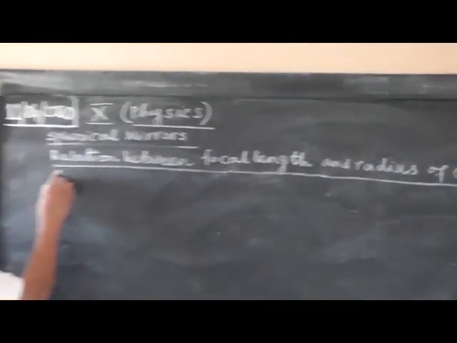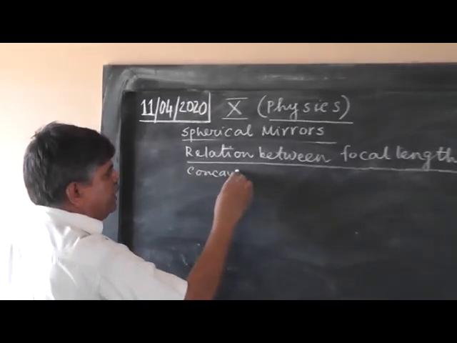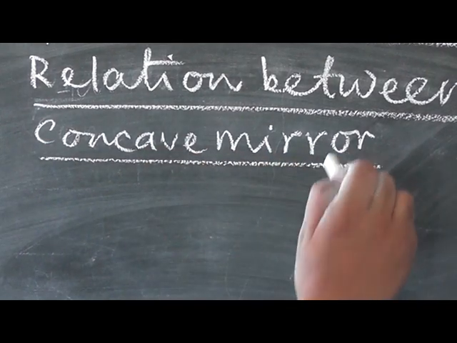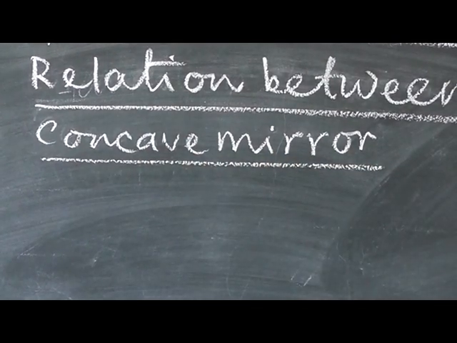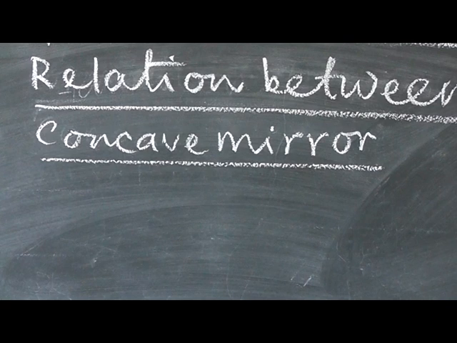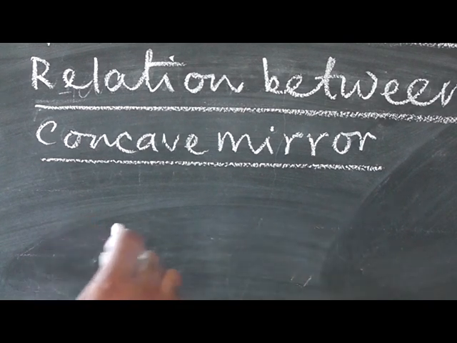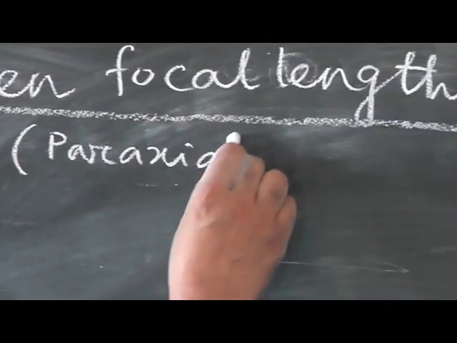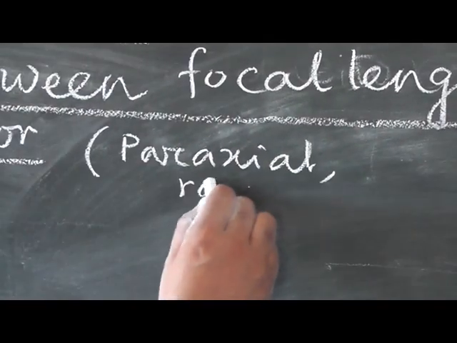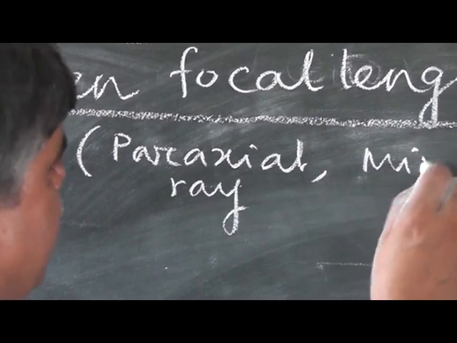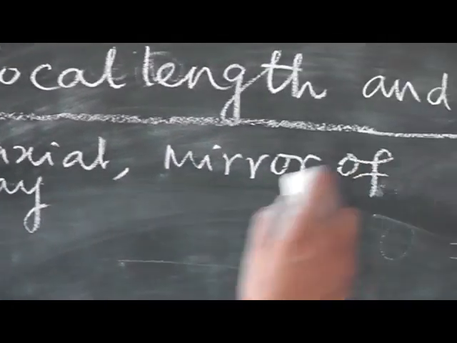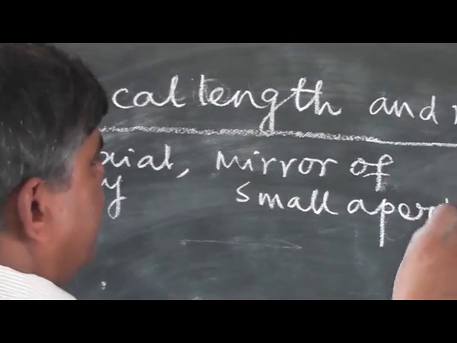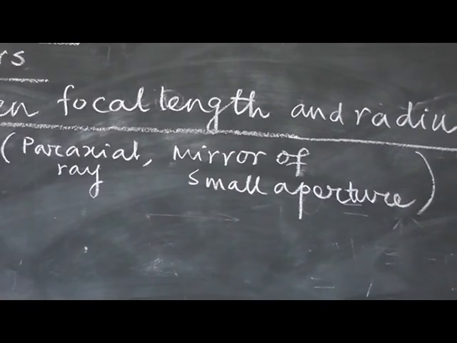First of all, let us do it. This is very important for your examination purpose as well. You will see most of these questions are set like: for a concave mirror, derive the result F is equal to R by 2. One condition is there, the ray will be a paraxial ray, and the mirror is of small aperture. When we discuss it, you will understand why these conditions are required.